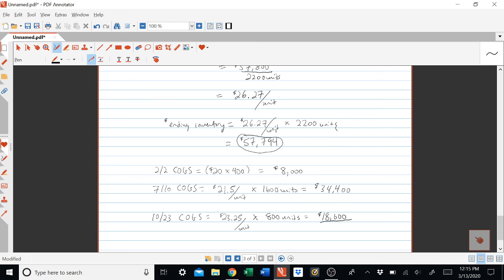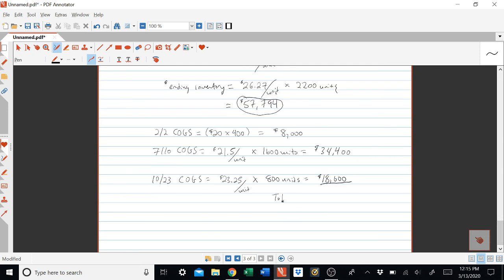$18,600. And now we add up the cost of goods sold that we've calculated. $8,000, $34,400, and $18,600. You get $61,000. It's the weighted average cost of goods sold.